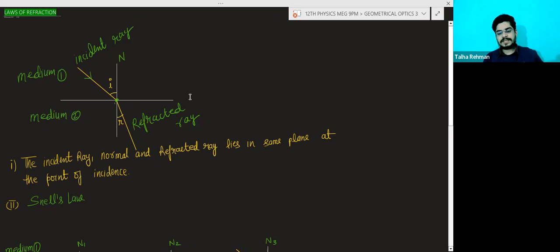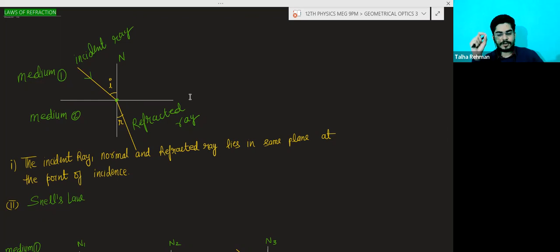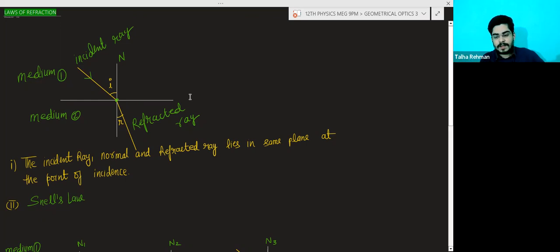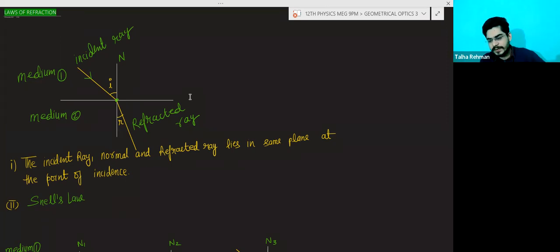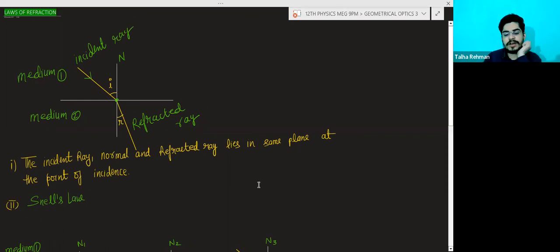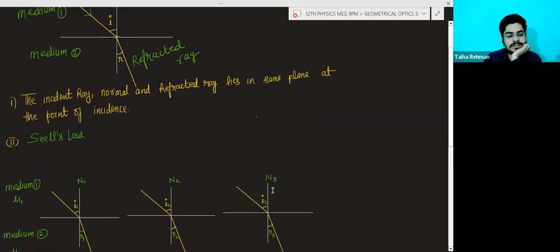Another law is Snell's law. In reflection we have seen there is a relation between the angle of incidence and angle of reflection. What was that relation? The angle of incidence is always equal to the angle of reflection. Now here, there was a scientist Snell, and he discovered that there is a relation in refraction also between the angle of incidence and angle of refraction. So now I will explain what Snell's law is.